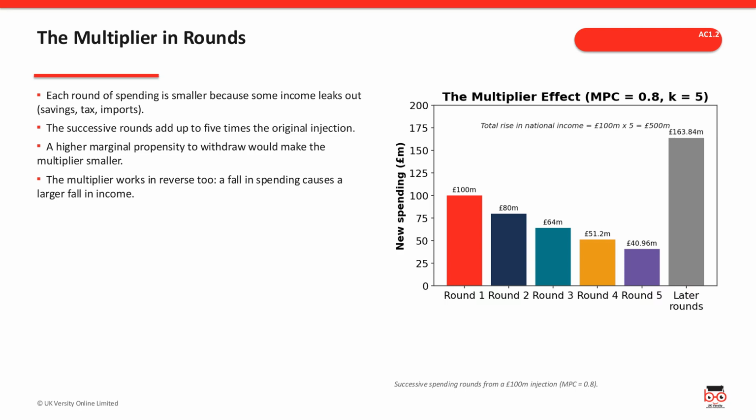This chart shows those spending rounds as a series of shrinking bars. Each round is smaller than the last because a little leaks out every time to savings, tax, and imports. Add all the bars together and they come to 5 times the original injection, just as the formula promised. And here's the sting in the tail. The multiplier runs in reverse too. When a big employer closes and those wages disappear, the lost spending ripples outward and pulls national income down by more than the initial loss.